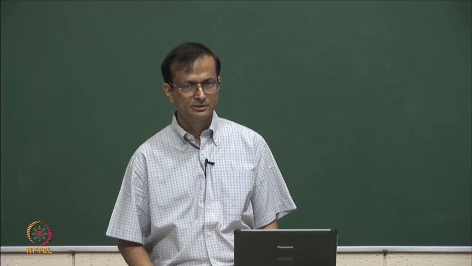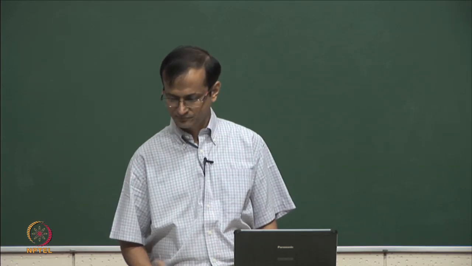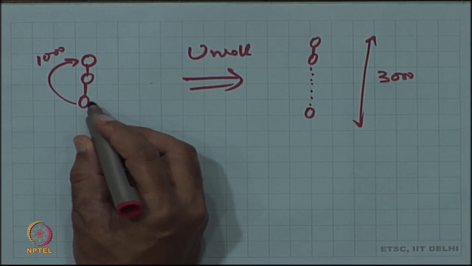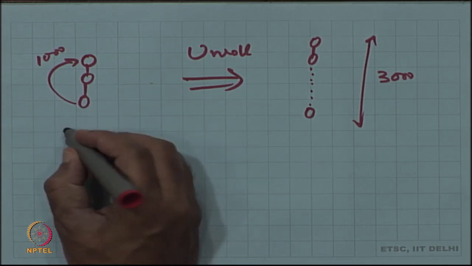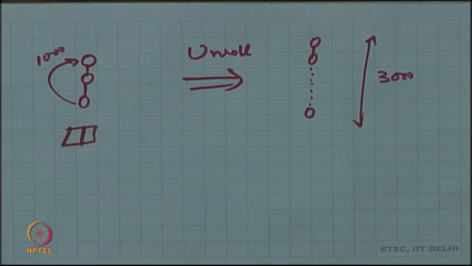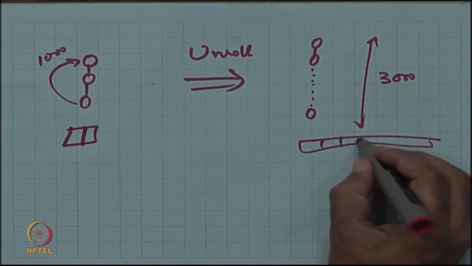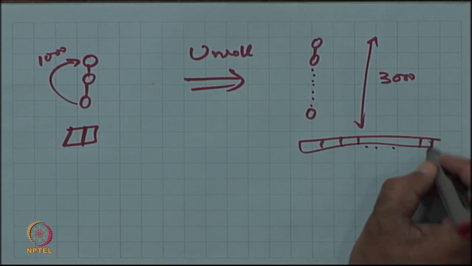It will take more area. Why will it take more area? The 3000 state FSM, even to represent those 3000 states, you need how many bits? Let us look at just the state register. State register has only 2 bits here to accommodate 3 states, but if you had 3000 states, then you would need 12 bits or something like that. Just the state register requires 12 bits.